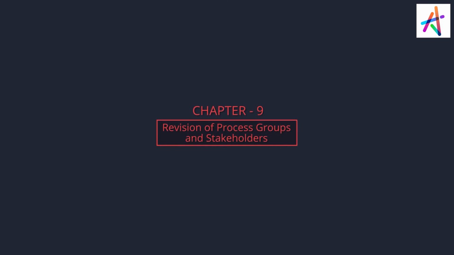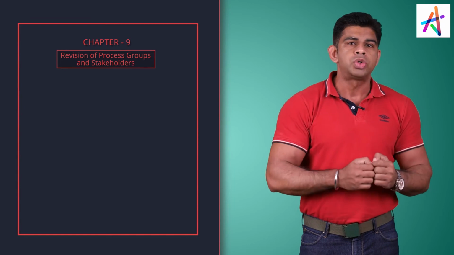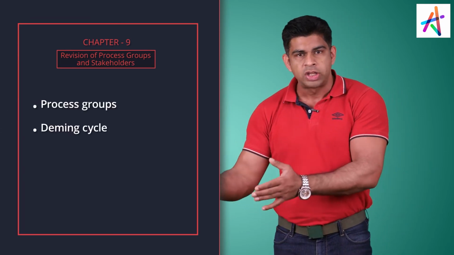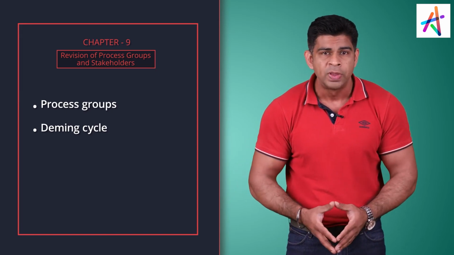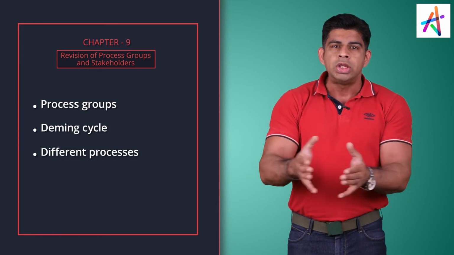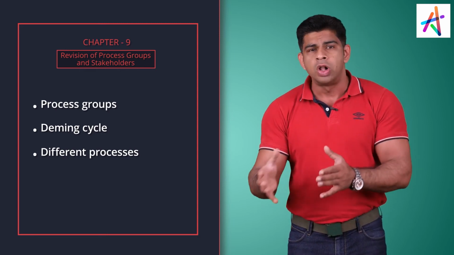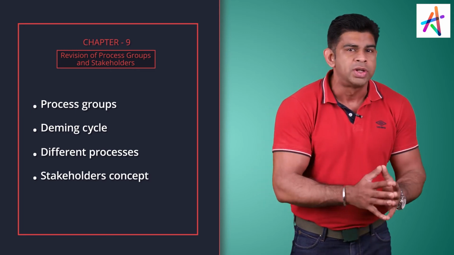Welcome back. In this video, we're going to talk about different process groups. We're going to do the revision of the process groups. I'm going to talk at a high level first about all the process groups, and how they are related to the Deming cycle. If you have not heard about the Deming cycle, I'm going to talk about that also in this video. And then what are the different processes that we have at a high level. Each of the process groups will be covered in this video. And we will also talk about the stakeholders concept, which is often very much confused in the industry.